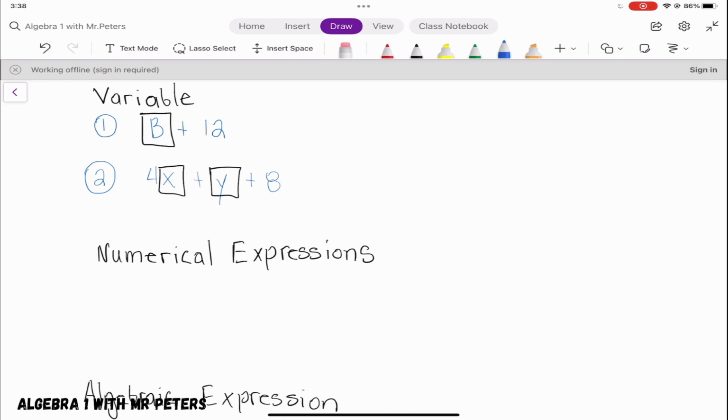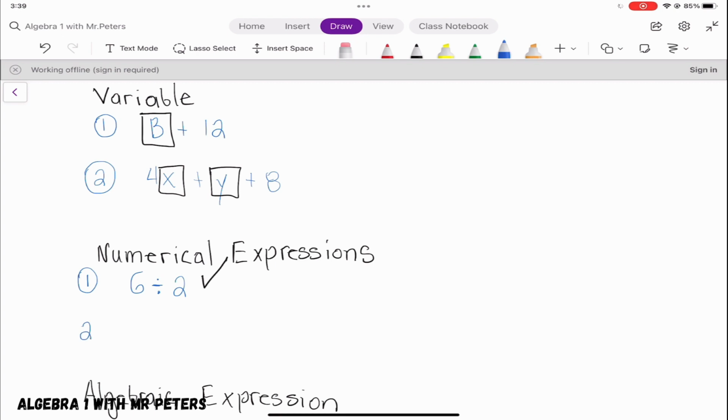So let's get into some examples for numerical expressions. So in our first example, we have 6 divided by 2. And just before I get started, the biggest thing with numerical expressions, there will not be any variables, okay? So if you see a variable, you should know it's not a numerical expression. So when we look at this first problem, all I see is numbers and operation symbols. This is absolutely a numerical expression, okay?